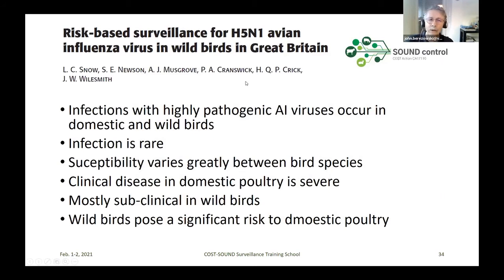The next one I want to talk about is risk-based surveillance for H5N1 avian influenza in wild birds in Great Britain. So this is a geographical approach. The BSE one was about age and how animals exited the population. This risk-based approach is about geographical location and the type of wild birds there are in the country. So they were focusing this on surveillance for H5N1.